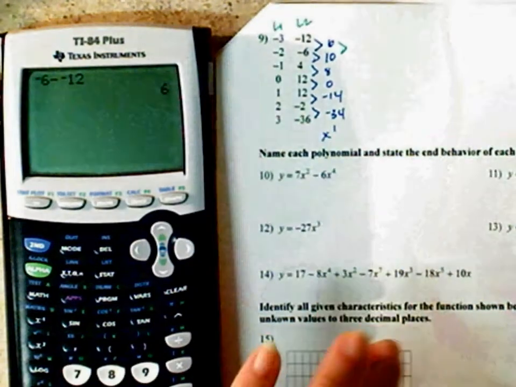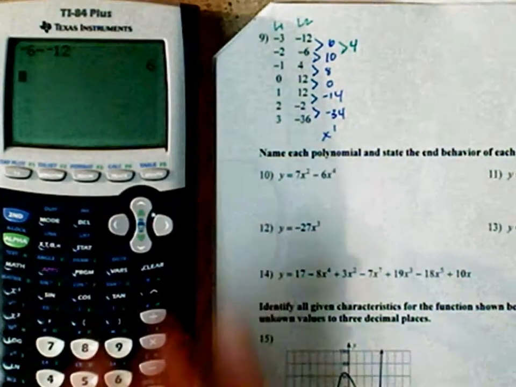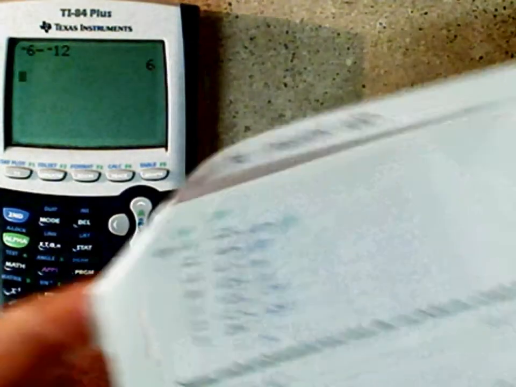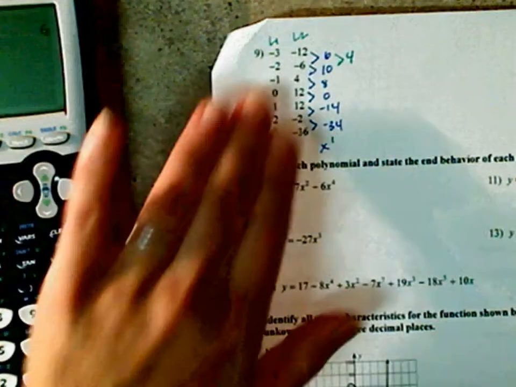10 minus 6 is 4. Hang on just a moment. Let me get rid of this page. All right, here we go. It'll be easier for me to write.